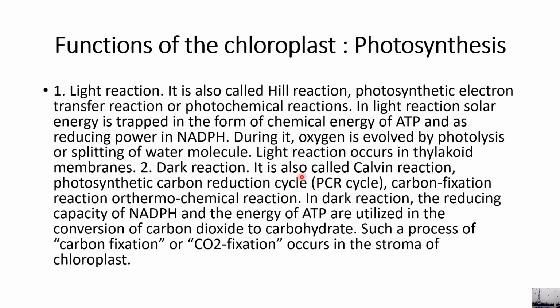The dark reaction is also called Calvin reaction, photosynthetic carbon reduction cycle, carbon fixation reaction, or thermochemical reaction. And in the dark reaction, the reducing capacity of NADPH and the energy of ATP are utilized in the conversion of carbon dioxide to carbohydrate. Such a process of carbon fixation or CO2 fixation occurs in the stroma of chloroplast.